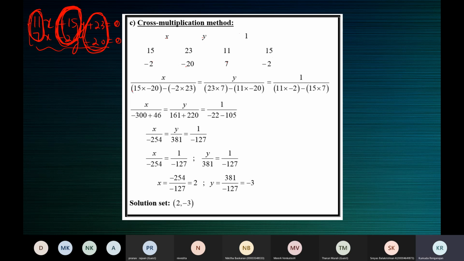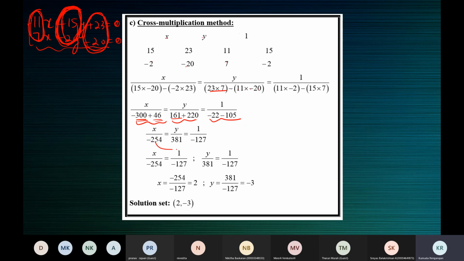So x divided by 15 into minus 20, minus 300. 2 into 23, 46. Minus into minus plus, plus 46. This product is 161. Here minus into minus plus 11 into 20, 220. Plus 220. 1 by minus 22 minus 105. Then simplifying this and this, children, we get x by minus 254 is equal to y by 381 is equal to 1 by minus 127.